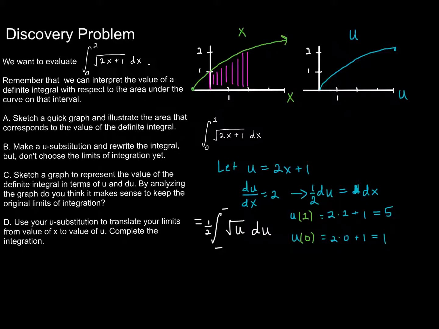Alright, so notice what I'm doing is I'm trying to figure out the corresponding u value when x is 0 and when x is 2. We're going to use our u substitution because that is the way that we transformed from a variable in x to a variable in u.